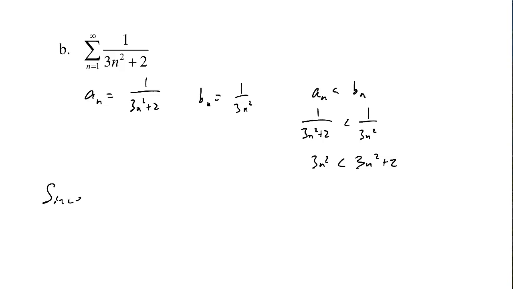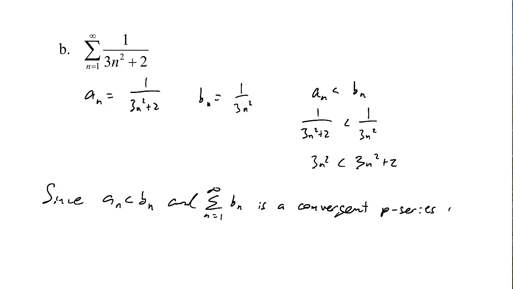So I'm going to say since a sub n is less than b sub n, and the series from 1 to infinity, same index, of b sub n is a convergent P series with P equal to 2, which is greater than 1, the series for a sub n converges by the direct comparison test.